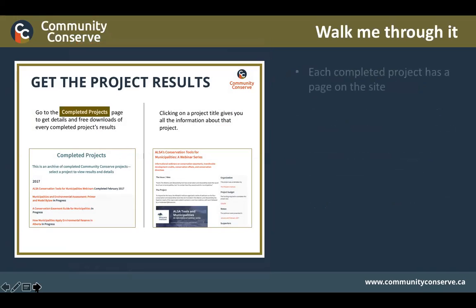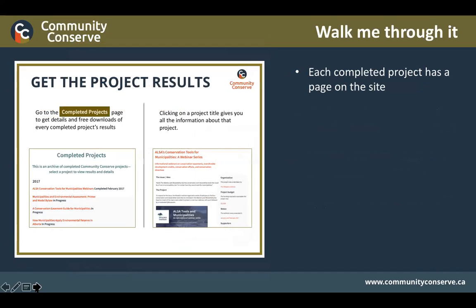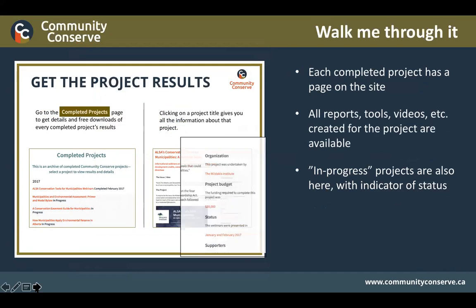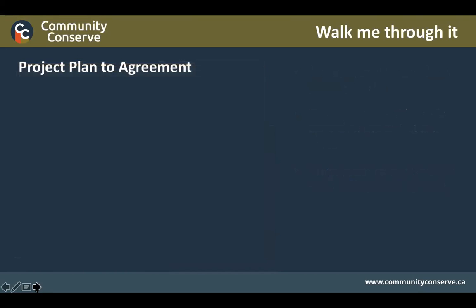So the last piece is getting the project results. Every completed project has its own page on the site. So this one was the ALSA Conservation Tools for Municipalities, a webinar series. All of the information from that project, there were a number of videos, there were a number of tools. All of that's posted back on the site and can be downloaded for free from the site. The other thing that you can see here is when a project is in progress. So it's been initiated, it was funded, and it's going along, you can see progress reports there on that same project page. So it'll tell you everything that's available to a certain point, and when the project is completely done, you'll see all of the information there.